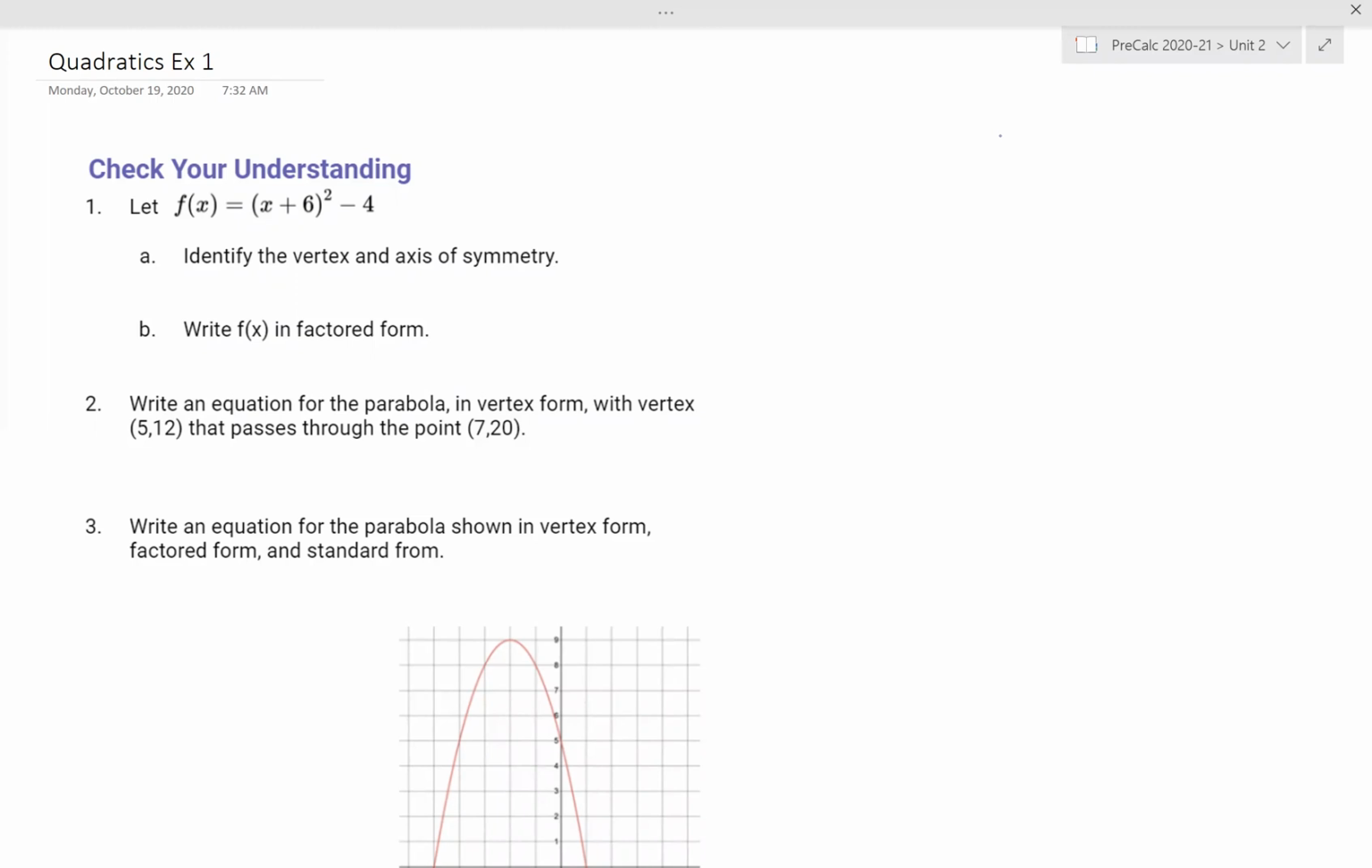So first question says, let f of x equal (x plus 6) squared minus 4. Note that that's in vertex form, so we can pretty quickly figure out, just by using transformations from the parent function, exactly where our graph would go on the coordinate plane. This blue graph right here, that's just x squared.